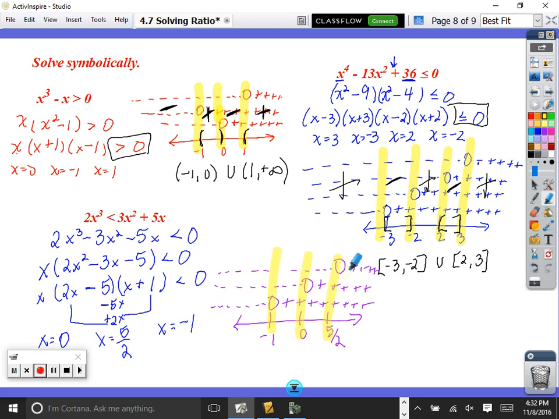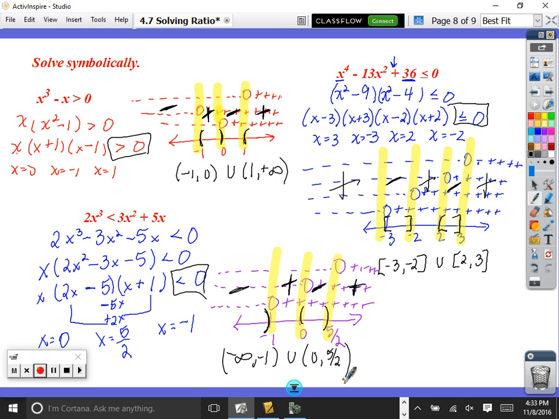1, 2, 3, 4 sets of factors. 3 negatives make a negative, 2 negatives and a positive are a positive, a negative and a positive. This time I am looking for the factors less than 0. Those would be my negative factors. They occur out here and in between here. So from negative infinity to negative 1, union 0 to 5 halves. That is the polynomial inequalities.